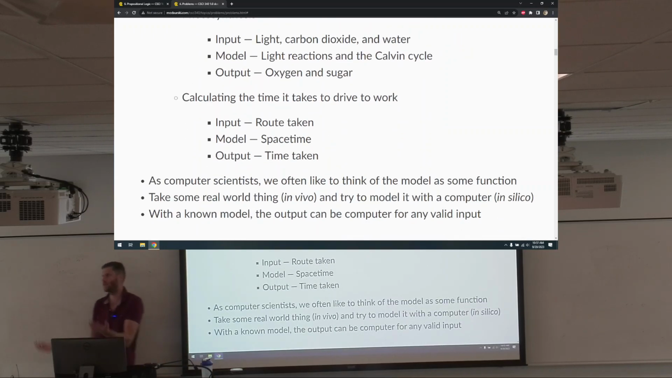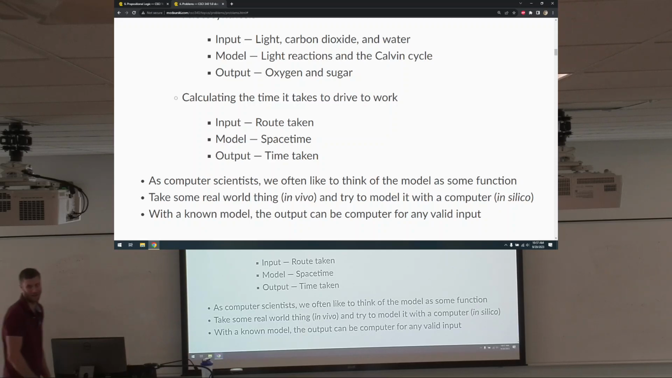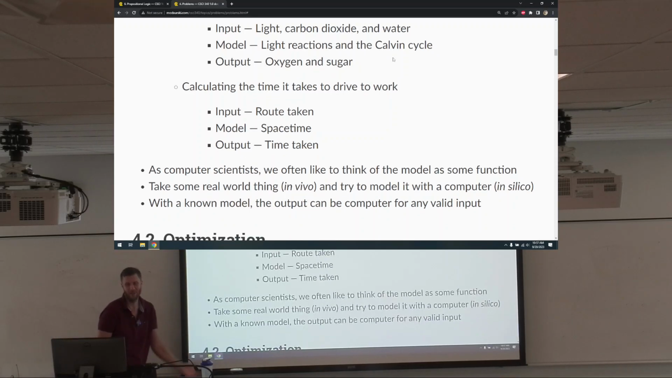Calculating the time it takes to drive to work. Input is the route taken. The model is, well, our universe. And the output is how long did it take, right? Everything.